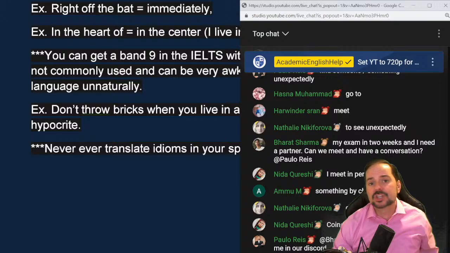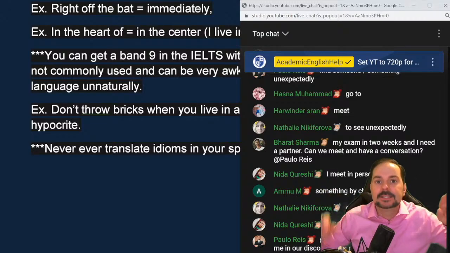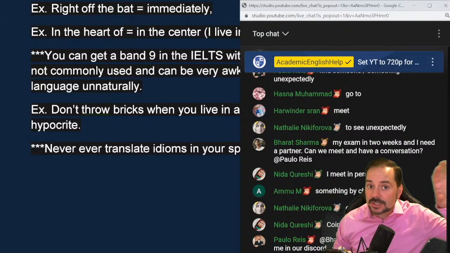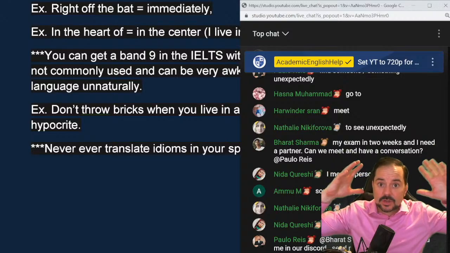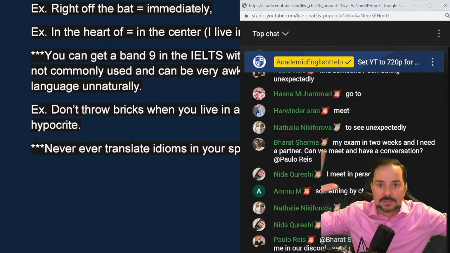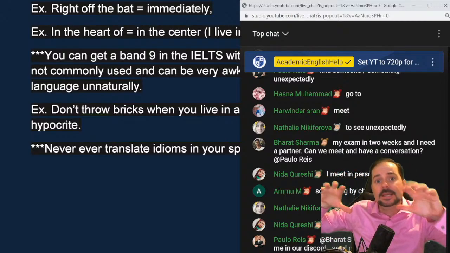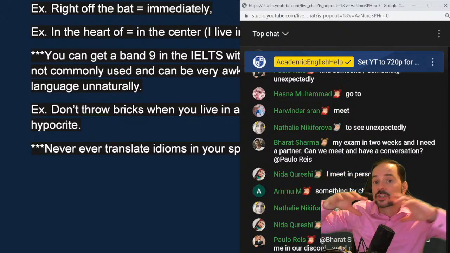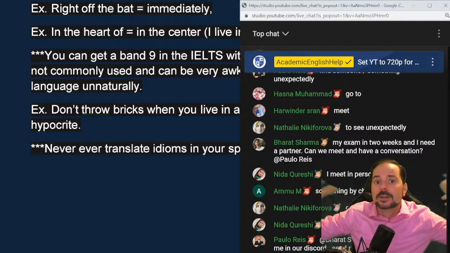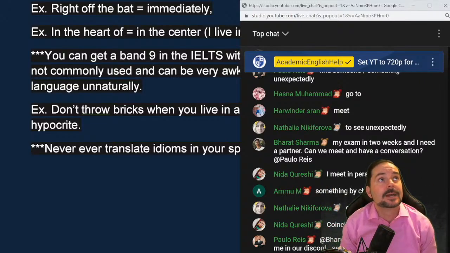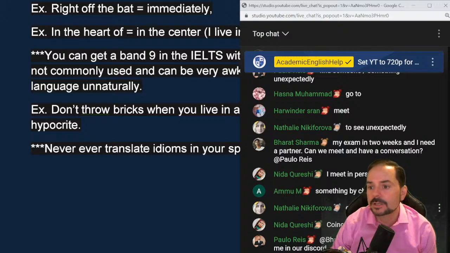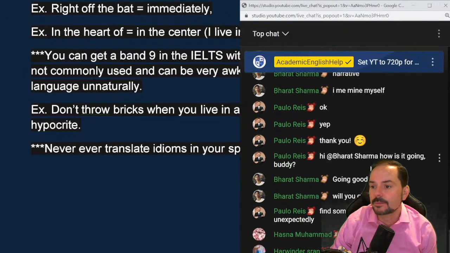So IELTS is created, managed and administered by three entities. Cambridge ESOL Examination, they're like the big heads. They just make the exams. They're the brains behind the operation. And then you have IDP and British Council, who distribute, mark, and administer the exams. All right, so good question there, Amu.